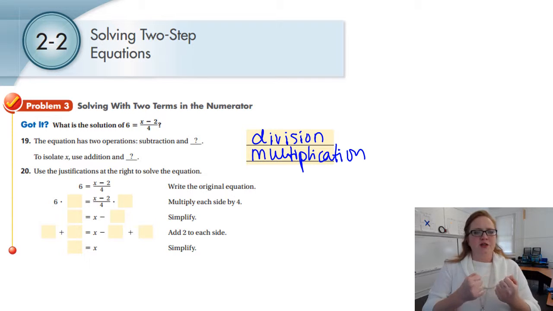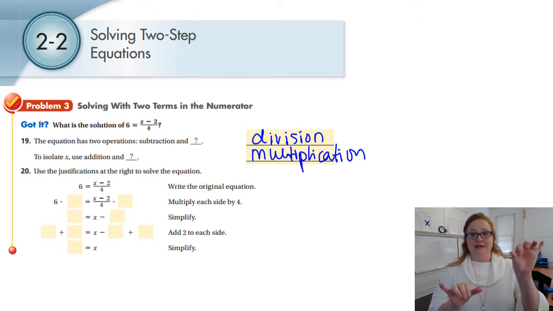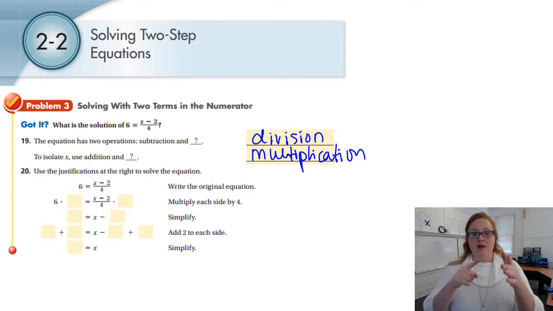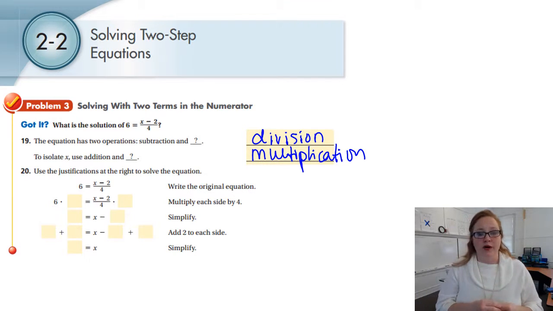Use the justifications on the right to solve the equation. 6 equals x minus 2 over 4. That is the original equation. In this example, you do not do the opposite of subtraction first. You do the opposite of division, which is multiplication, first. The reason why, you want to get rid of that 4 in the denominator. When you have diagonal, same numbers, you can cross them out, cancel them out to equal 1.